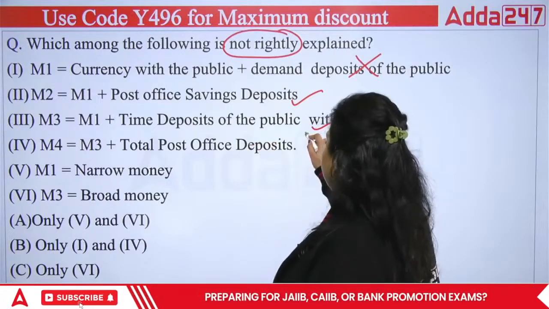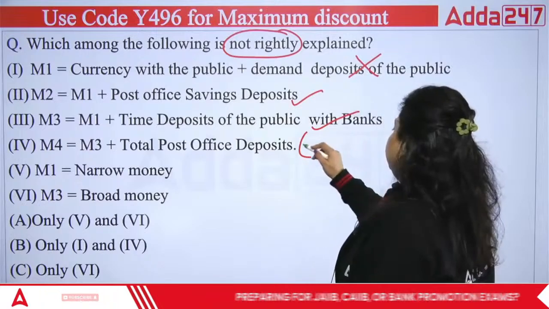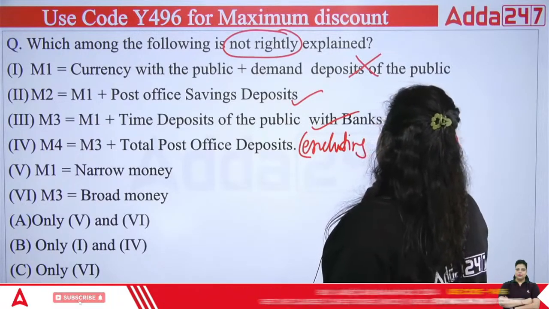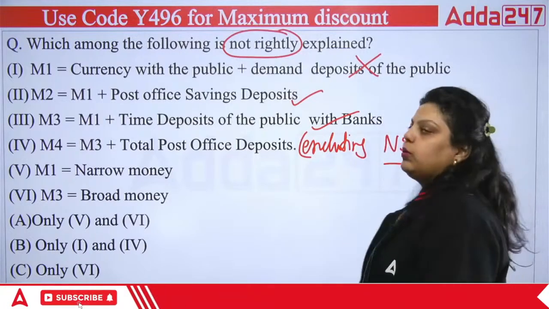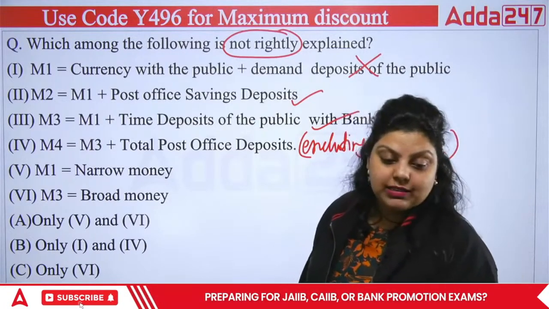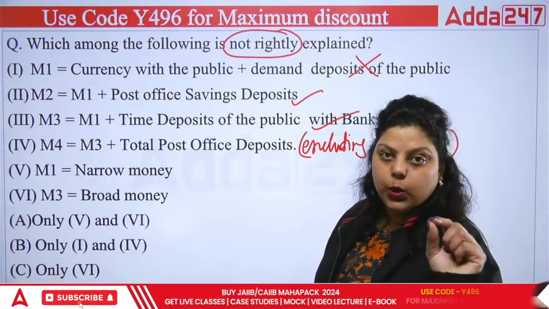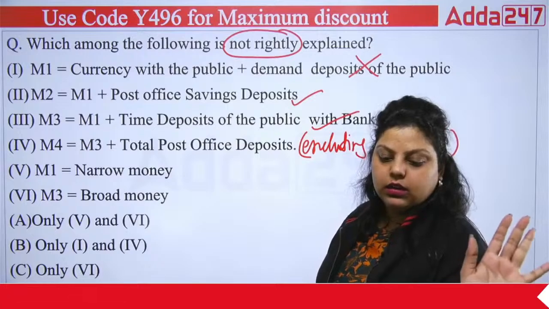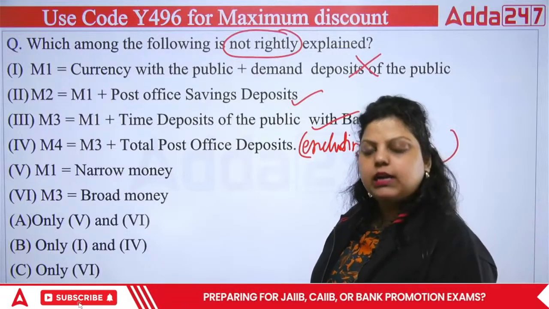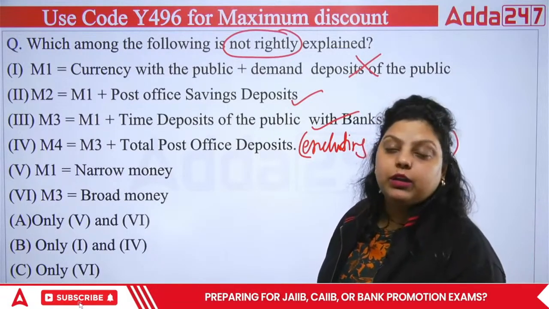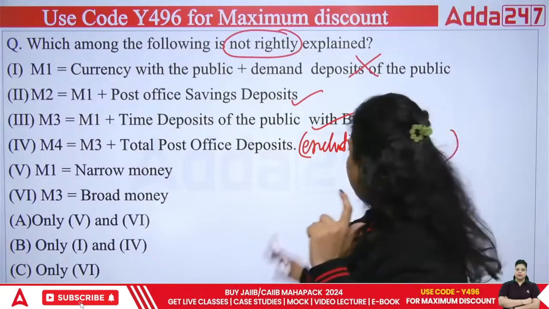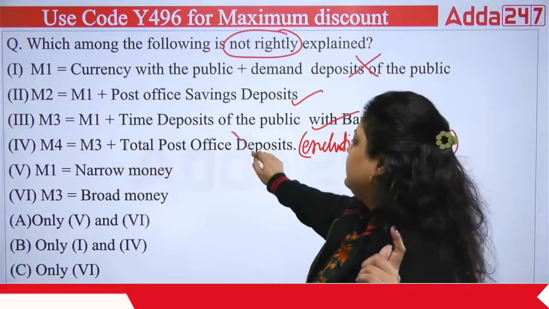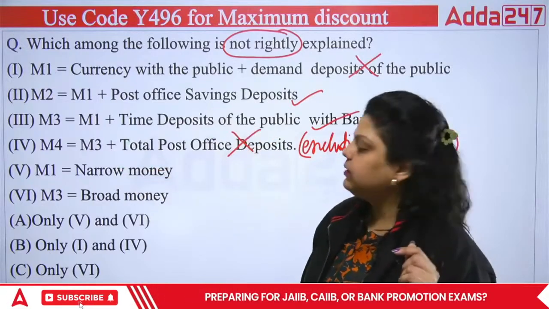M4 is M3 plus total post office deposit. This is not true. Why? Because it is required to write excluding national savings certificate. Now, why excluding national savings certificate? Because national savings certificate is a Government of India security, and this security has a maturity period of 15 years. Okay, and when it comes to the 15 years, it's not liquid. You cannot use it as cash, and that's why you have to exclude NSC from M4. It means that M4 is also not correct.